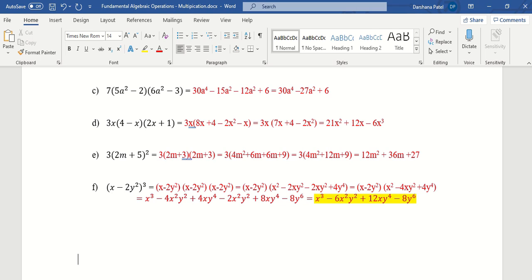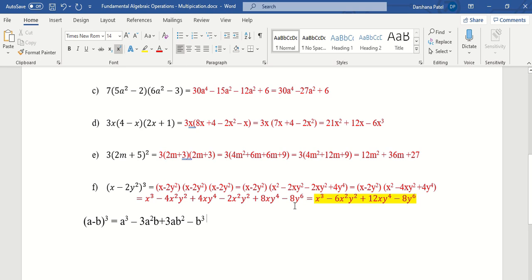Now, some of us know how to do this directly using the formula, which is perfectly fine, and the formula looks something like this. (a minus b) to the power of 3 will be the same as a cubed, a to the power of 3, minus 3a square b, plus 3ab square, and lastly minus b to the power of 3.